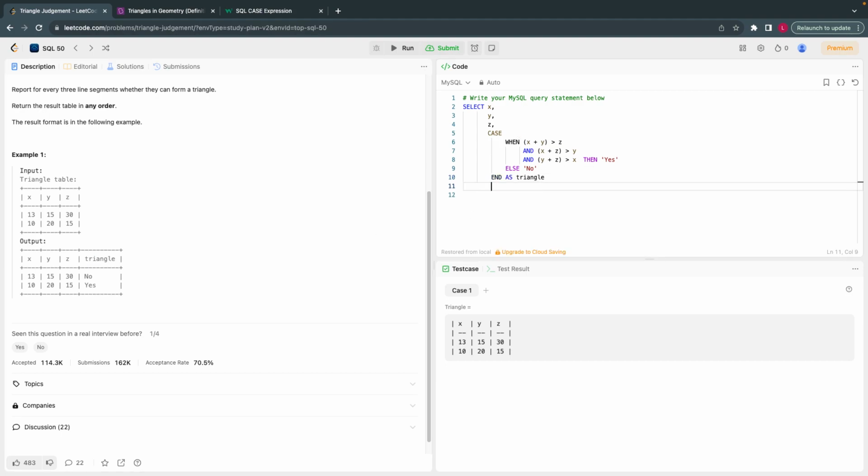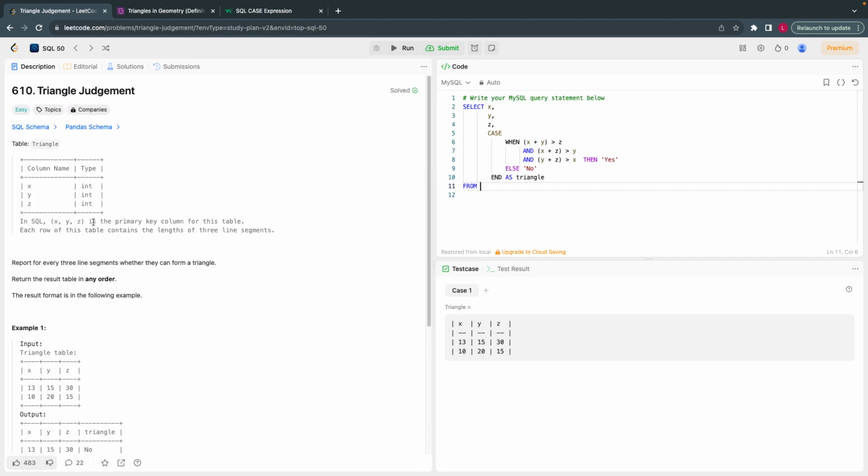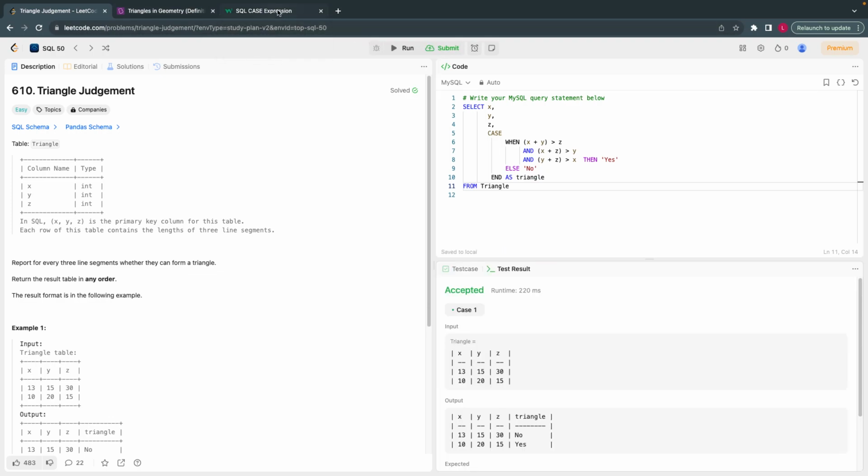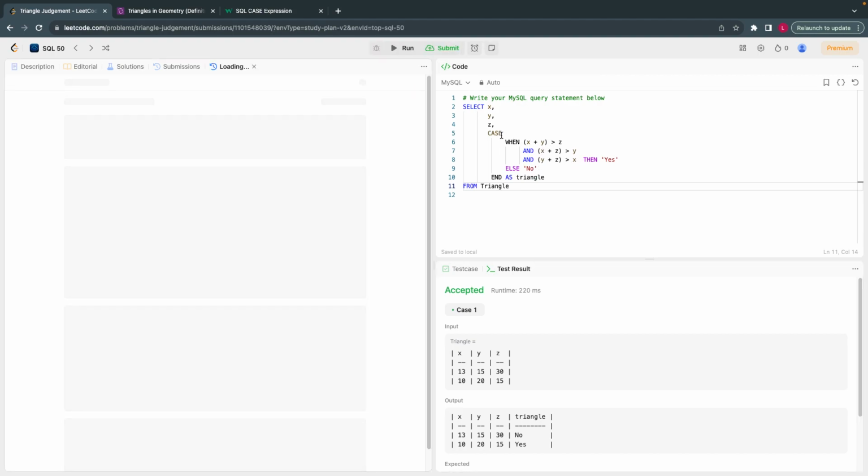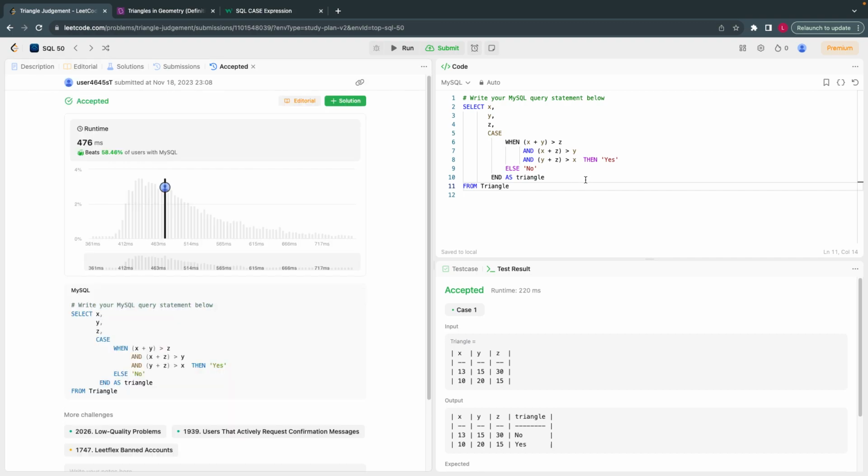And as triangle from triangle. That's all. If you understand the properties, it is easy. If you don't understand, you can read about what exactly a triangle is and how we are forming the case statement from here. It got accepted. Let's submit. It's simple if you understand this case statement. All right, so this got accepted.